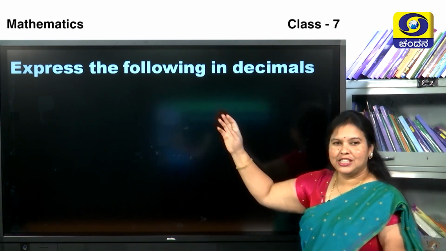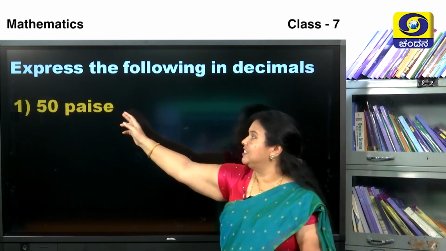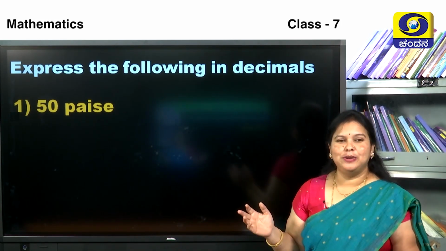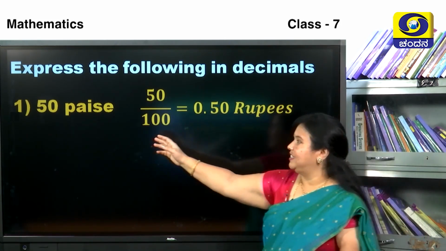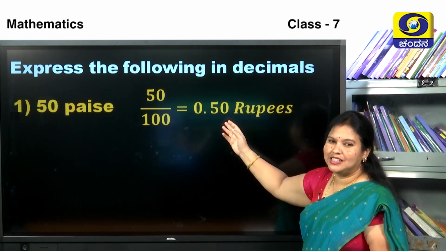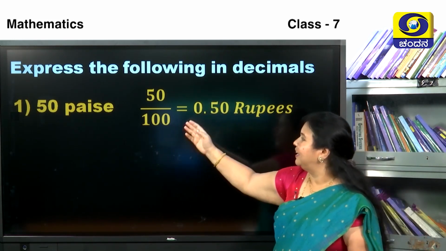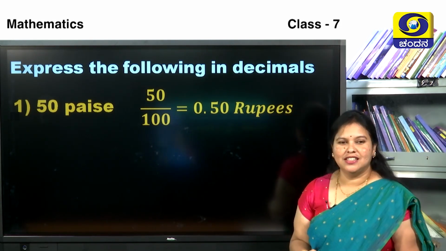Now, you have to express the following in decimals. First one, we have to express 50 paise in decimals. As you know already, 1 rupee has 100 paise, right? So, 50 paise can be written as 50 by 100. So, it can be further simplified like this, 0.50. So, 50 by 100 is equal to 0.50 rupees. We will see the next one.